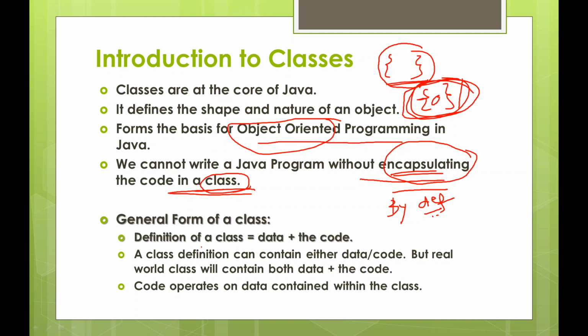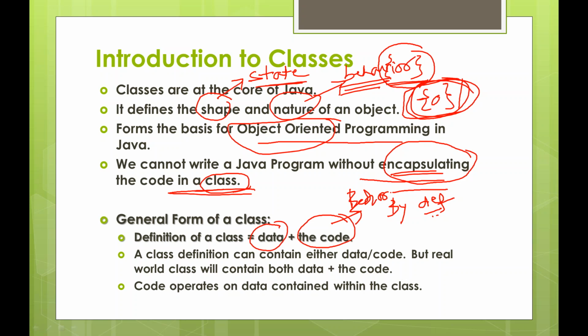We have seen these things, right? We have shapes and we have nature. In other words, state and then behavior, how they behave. State and behavior are nothing but your data and the code. The code is nothing but your behavior, and this is nothing but the state of an object. This defines the state of an object. We will see what these things are.